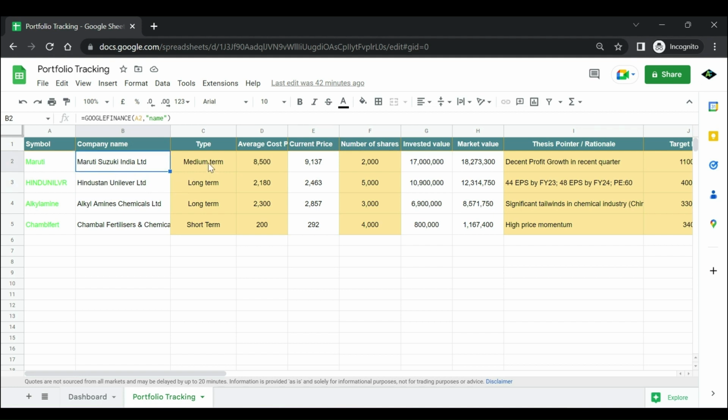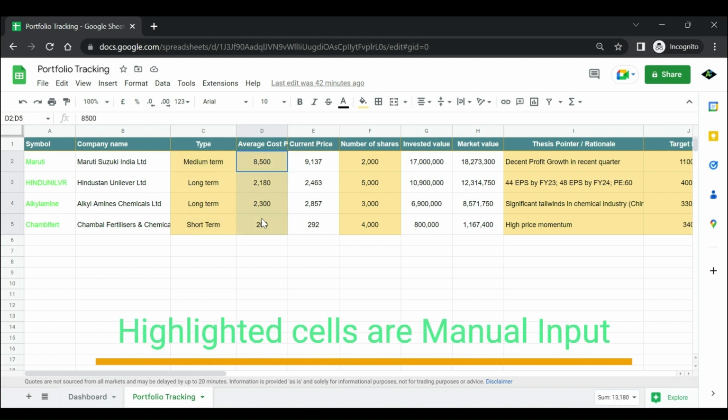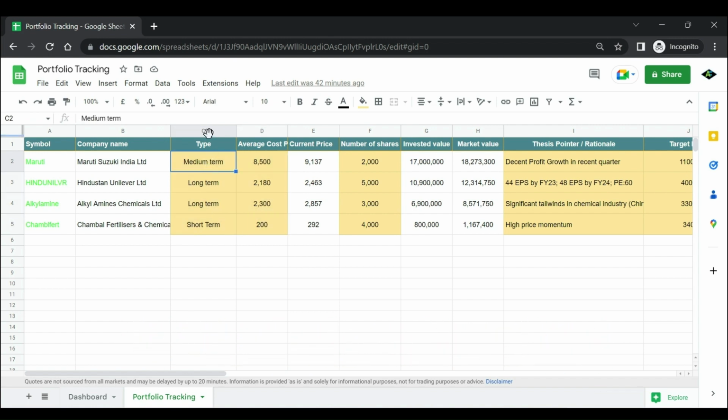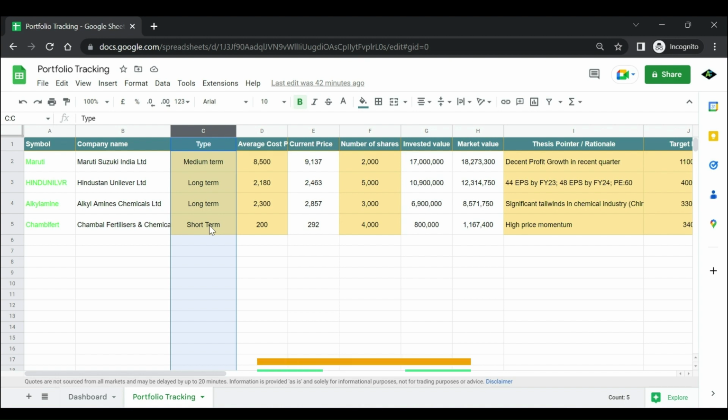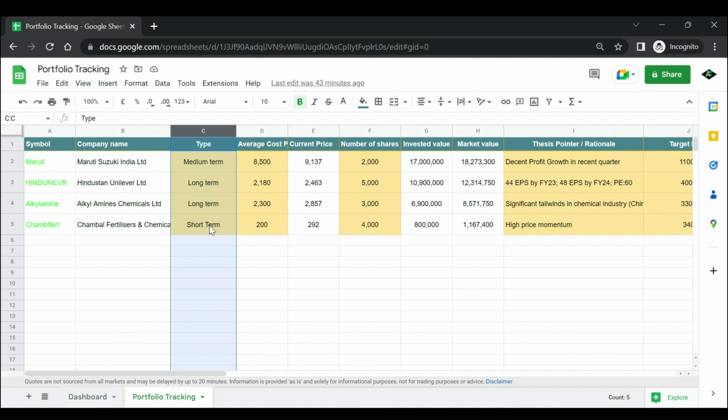All the cells which are highlighted in amber are basically manual input cells. So in column C you can put whether you are buying this stock for medium term, long term or short term. You can use this column to also segregate your portfolio based on the type it is, whether it's a trading portfolio, a fundamental portfolio, and so on and so forth. Column D is where you need to input your average cost price per stock.